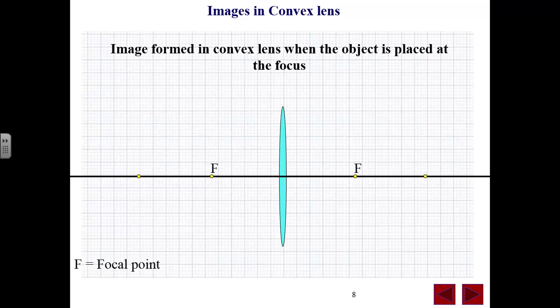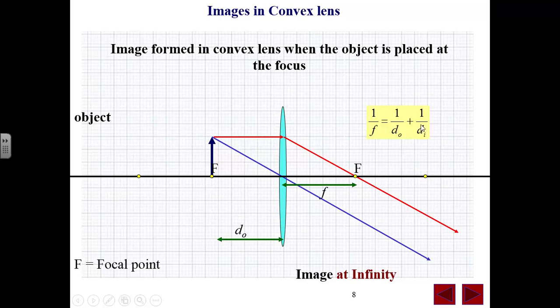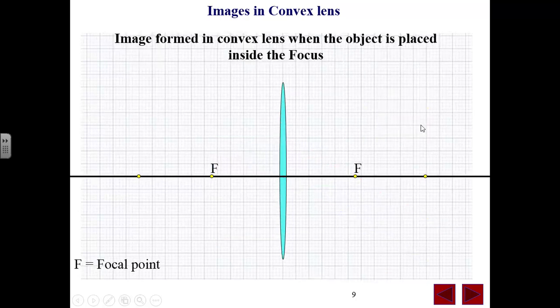Let's put the object right at the focal point. First ray, second ray, and I can't draw a ray through the focal point that touches the lens. The blue and the red rays are never going to converge. Image is at infinity, or image does not exist would be a way to talk about that. F and DO are the same, so you could see right away DI can't exist.